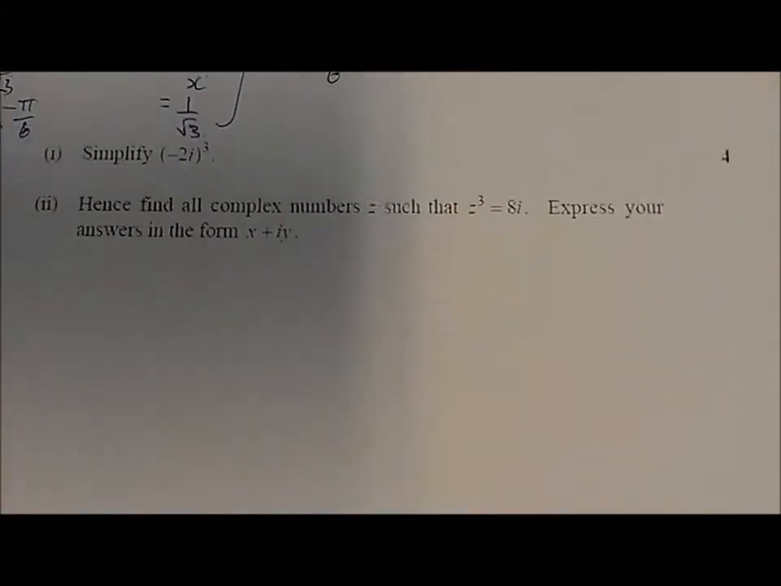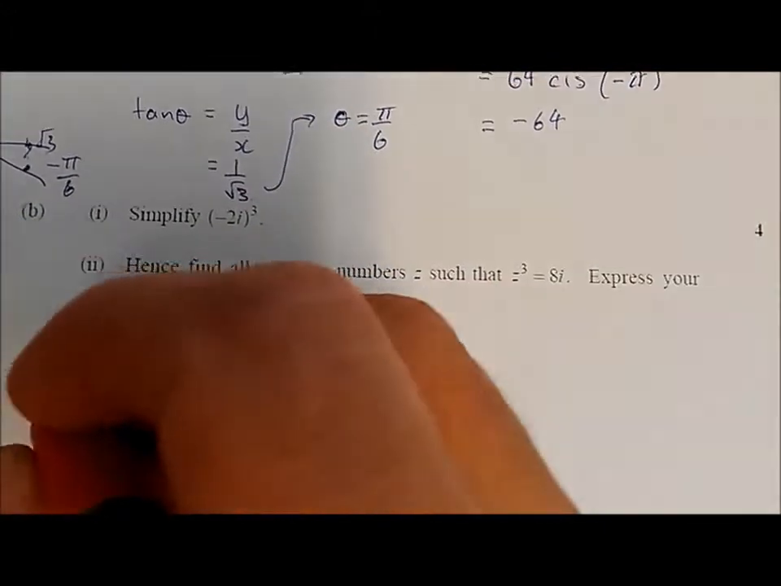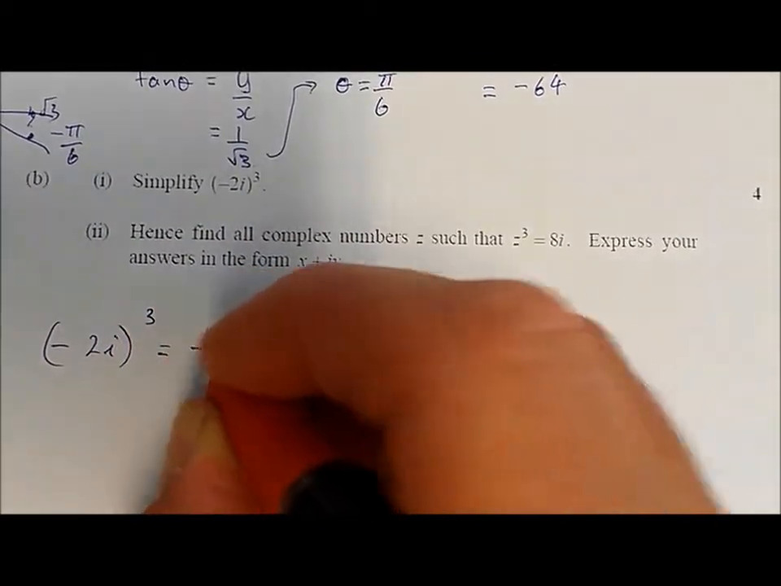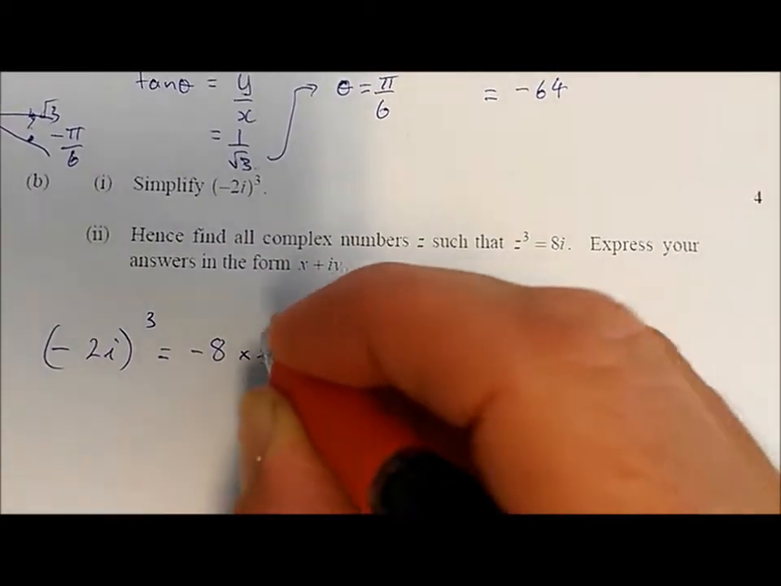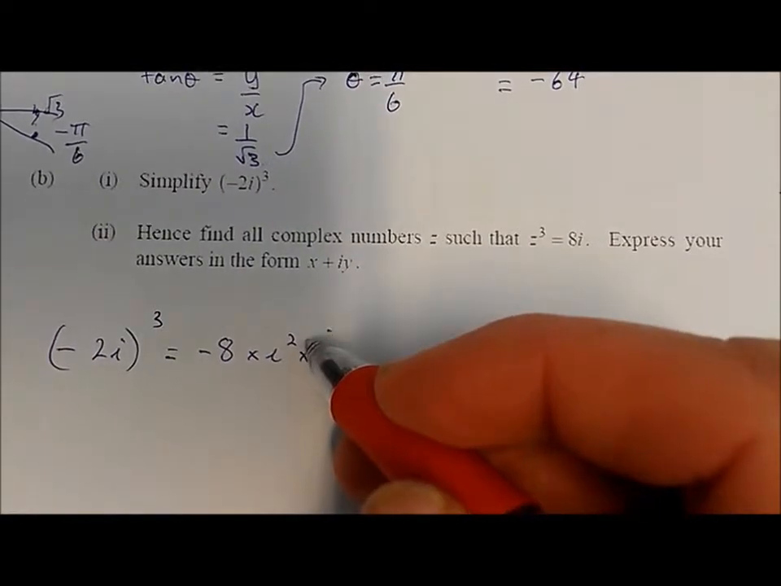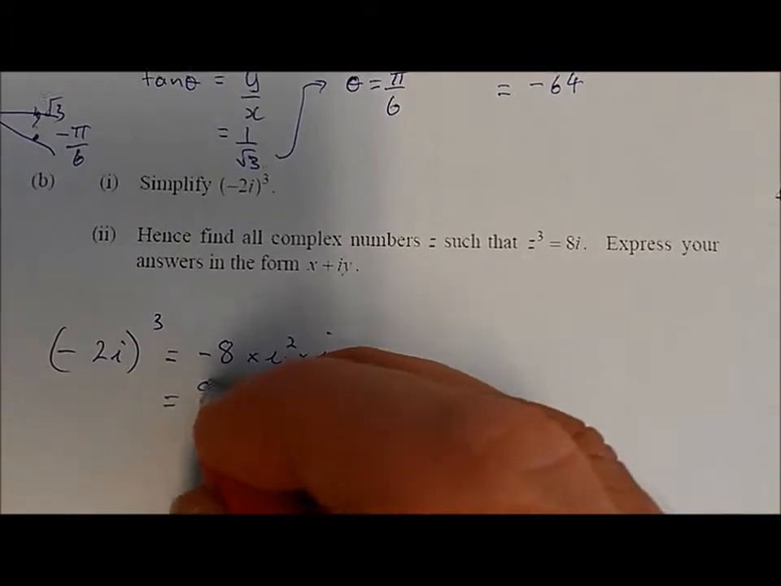Okay, moving on. Part B. Simplify negative 2i cubed. If I want to do that, I get negative 2i cubed is equal to negative 8 times i squared times i. Remembering i squared is negative 1, which is simpler for me to put in there, so I get 8i.